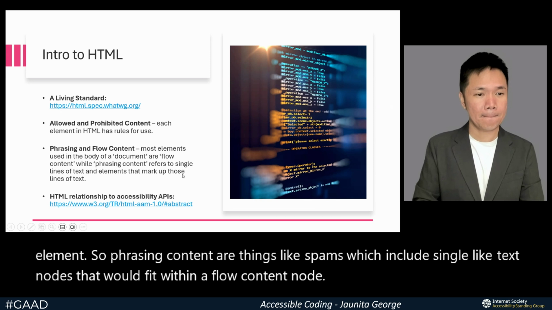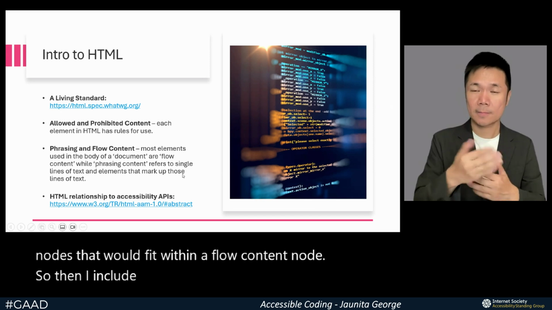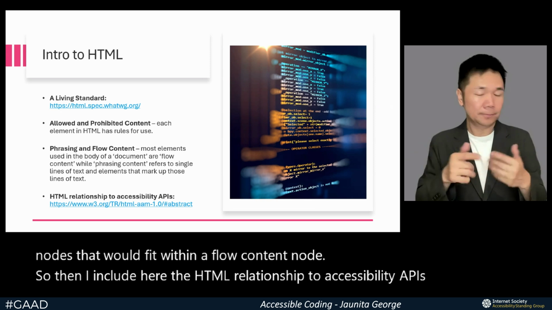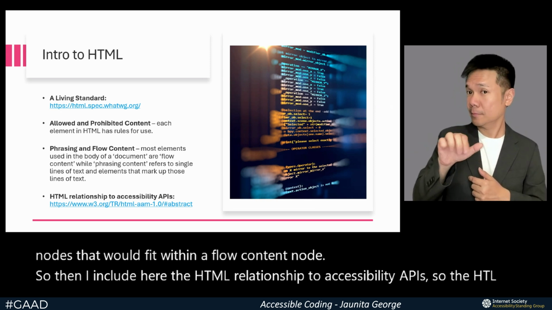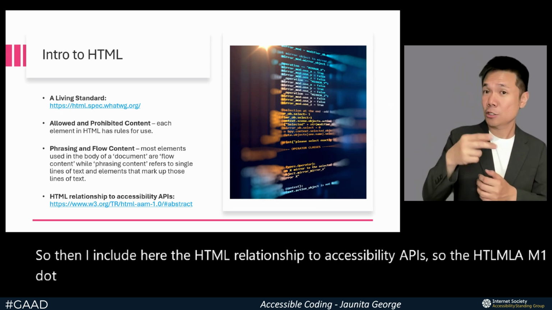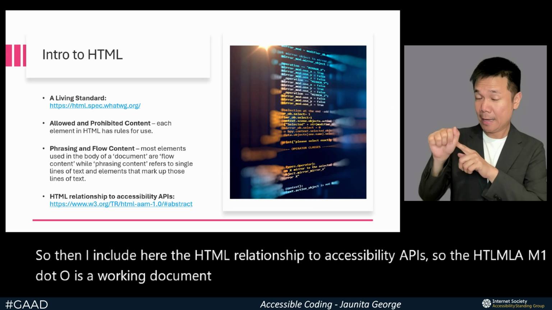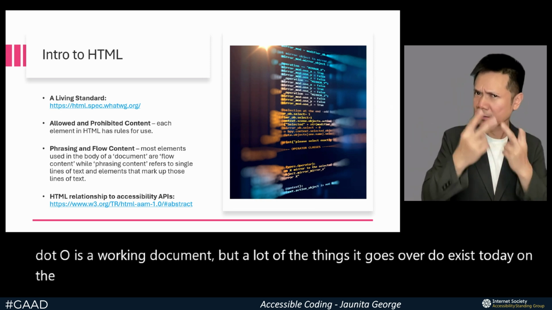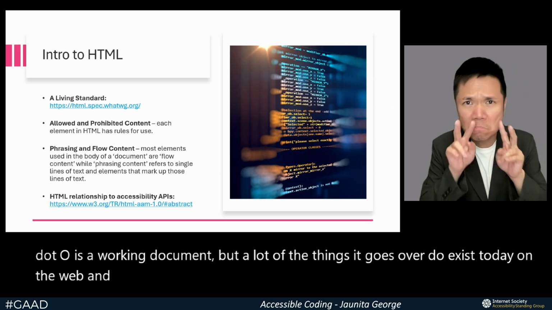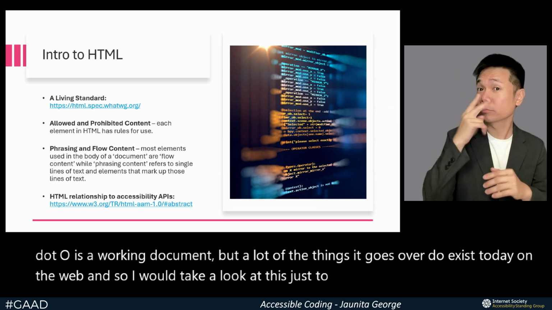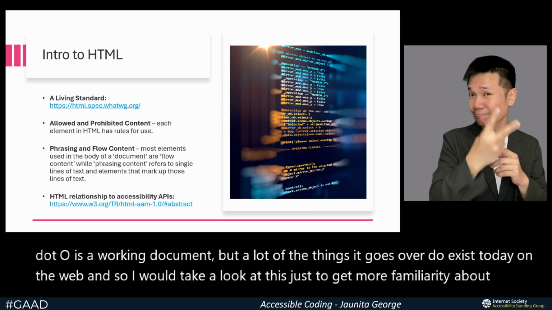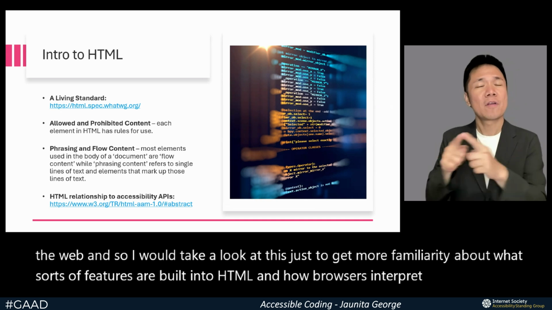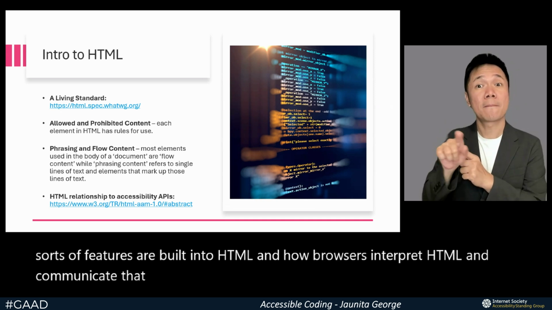Then I include here the HTML relationship to accessibility APIs. HTML AAM 1.0 is a working document, but a lot of the things it goes over do exist today on the web. So I would take a look at this just to get more familiarity about what sorts of features are built into HTML and how browsers interpret HTML and communicate that to accessibility APIs.